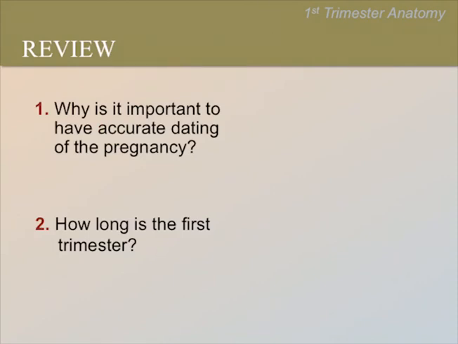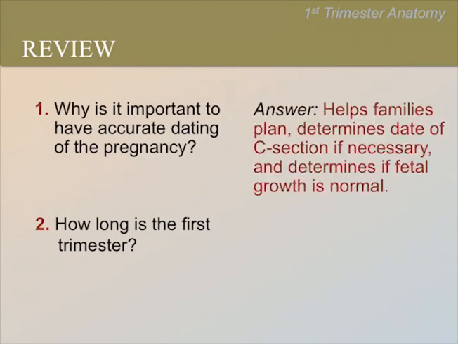Here are questions for review. Why is it important to have accurate dating of the pregnancy? The answer is that it helps families plan for the birth, helps healthcare workers determine the date of a C-section if necessary, and helps to measure fetal growth. How long is the first trimester? The first trimester includes a period of time in early pregnancy until the end of the 12th week.